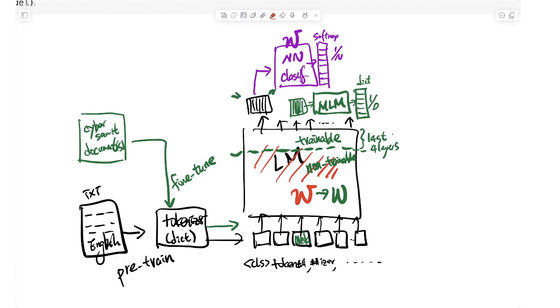So I would like to show three structures. Okay, that is the first one. Okay, let's first take a look at the black lines. Okay, so the black blocks and black lines, they are the original language model. So let's take a look at the left hand side.